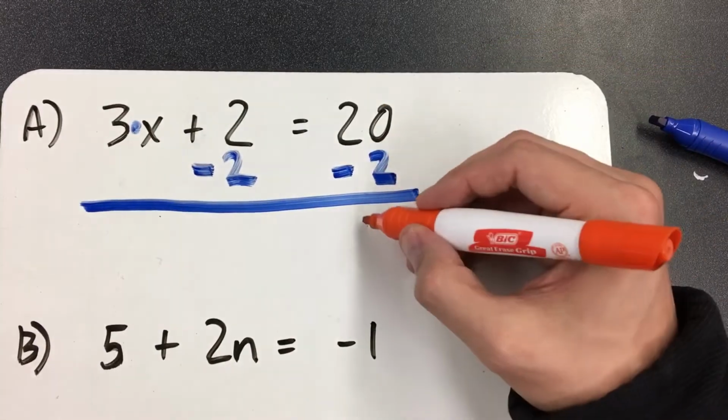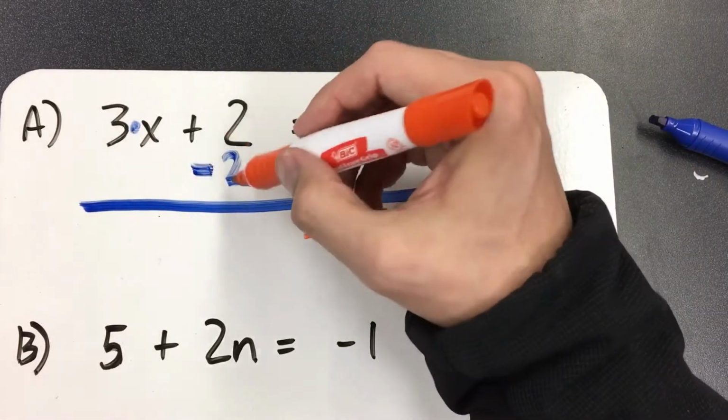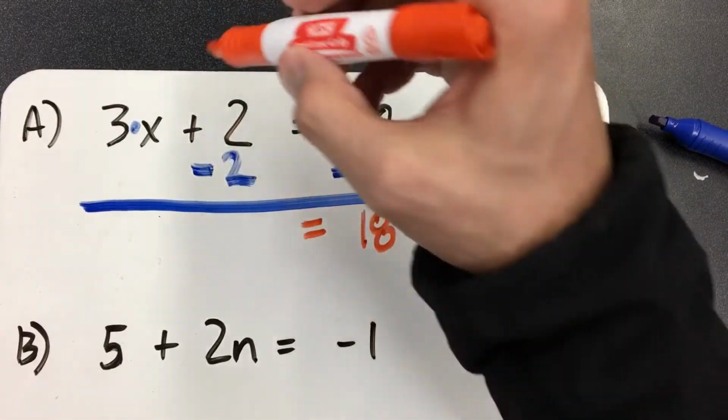So over here, 20 minus 2, we know that's 18. Use your fingers, use your toes, use your calculator. Here, 2 minus 2 equals 0. Positive 2 and negative 2 are opposites.